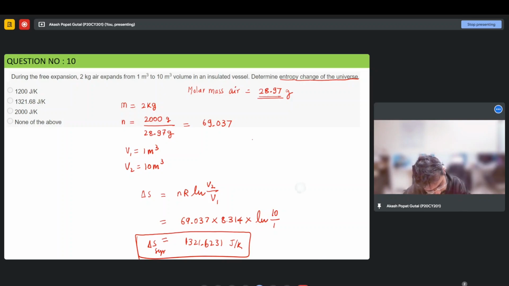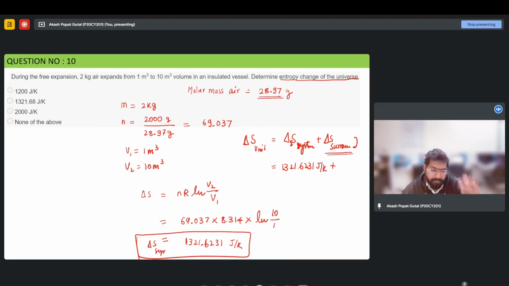And we know delta S universe is equal to delta S system plus delta S surrounding. Here delta S system is nothing but 1321.6231 joule per Kelvin, plus the surrounding entropy. If the free expansion is happening, no heat is lost or gained, so the surrounding entropy change will be 0. And delta S universe is nothing but the value we have here, option number B.